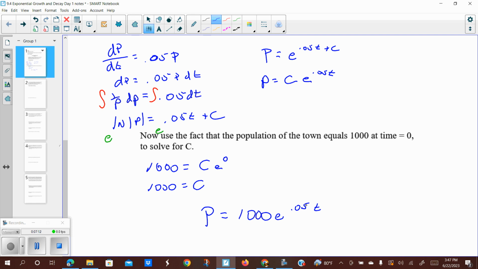All right, so hopefully that makes some sense. This general idea is going to repeat as far as separating the variables and being able to solve the differential equation.